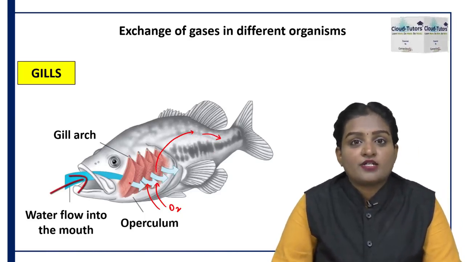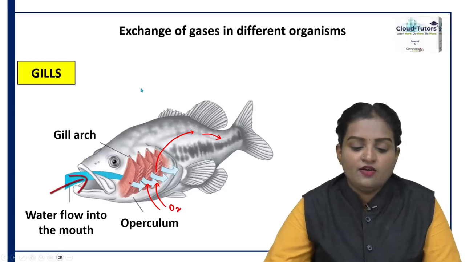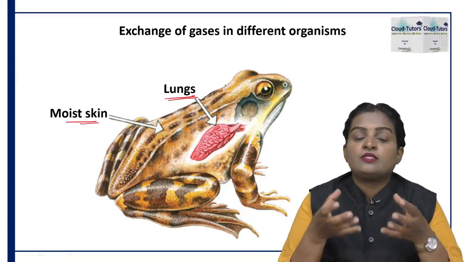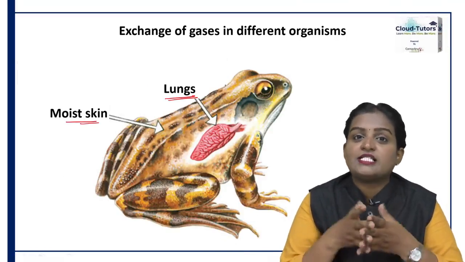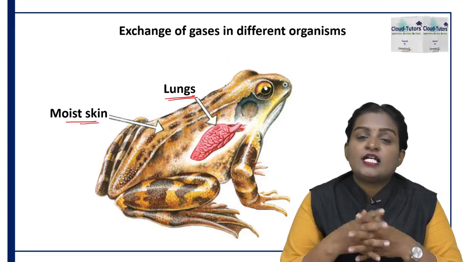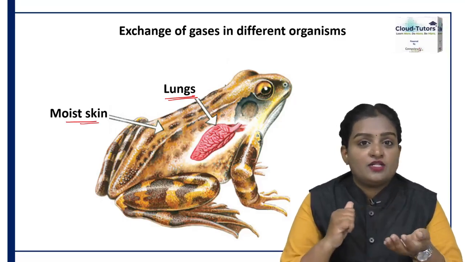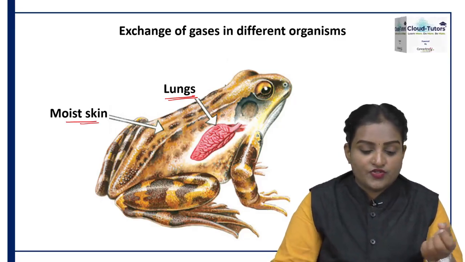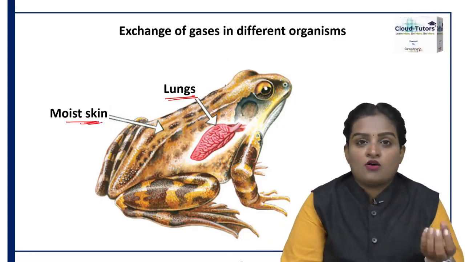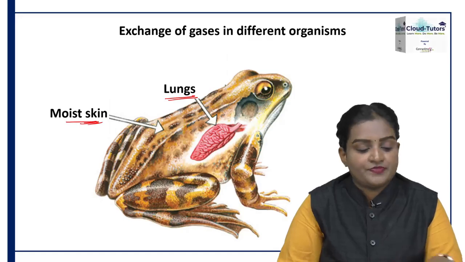Coming to the next organism, that is the frog. So frogs are amphibians. Their primary respiratory organ is lungs, through which they take in oxygen-rich air, whereas they have a secondary respiratory surface also, that is the moist skin, through which they can take up oxygen through diffusion.